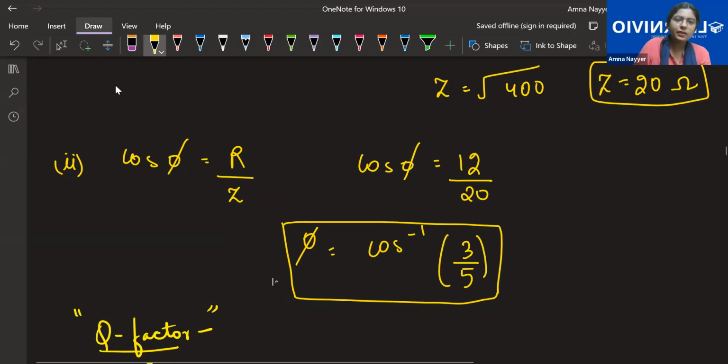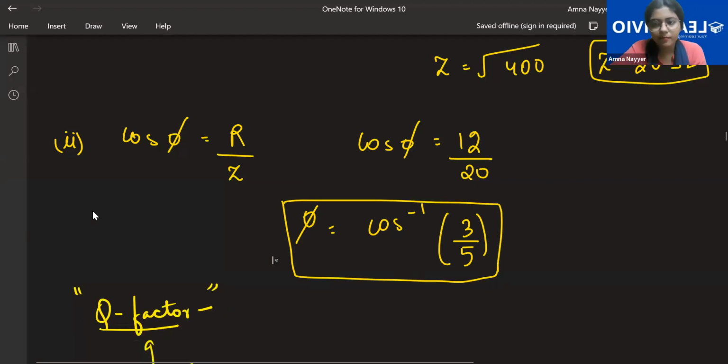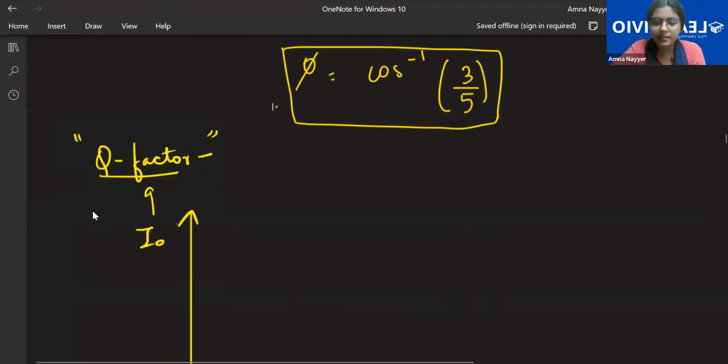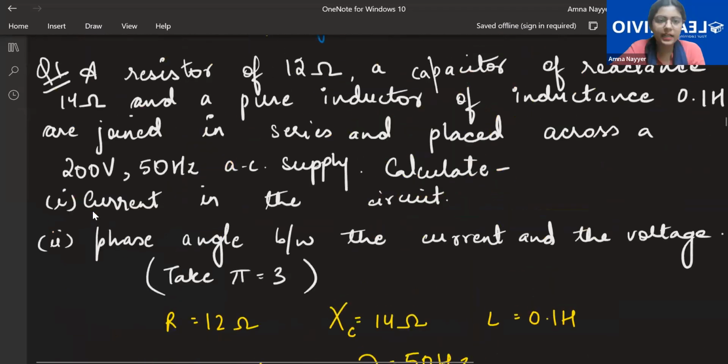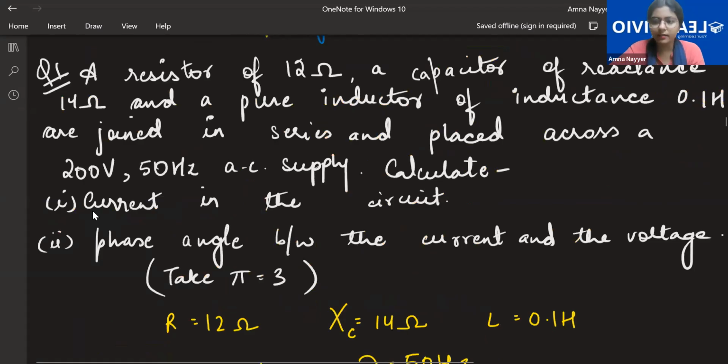Got this resonance topic clear? And series LCR? Okay, please write down this question. Then I'll start with quality factor, Q factor.